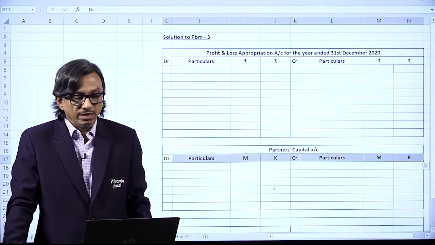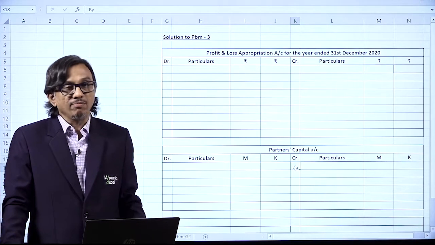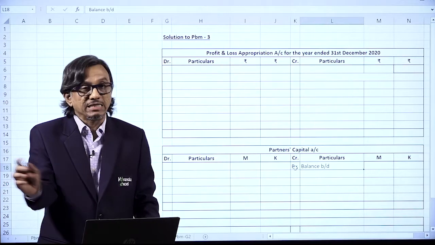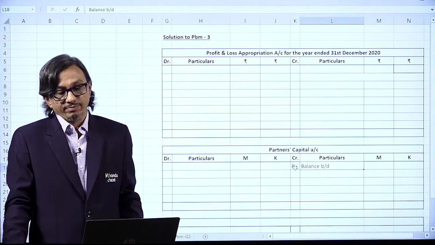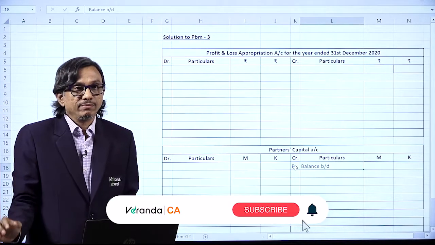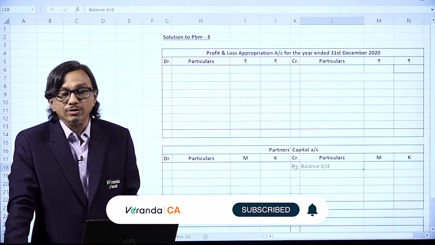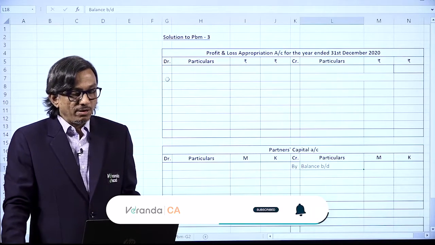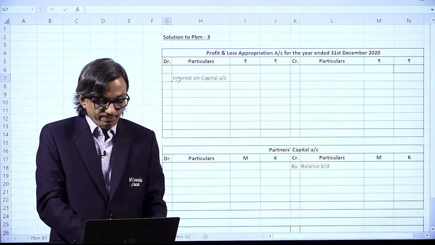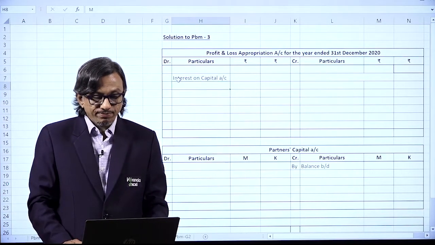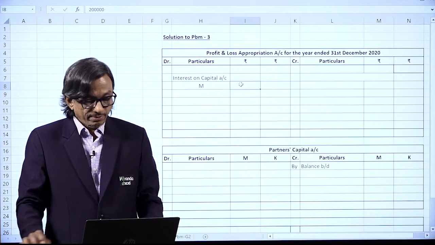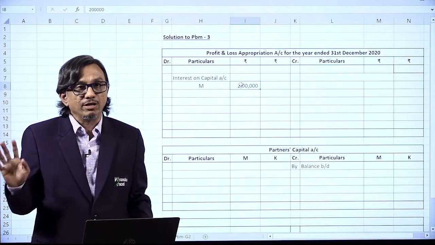Now we will see what the opening balance is in the partners' capital account. Actually, nothing is given. We have to find it out. There is a question mark in the opening balance of the capital account. What is the way to find it out? See, in this problem they have given you the interest on capital for M. How much is that? That is 2 lakh, already given in the question.